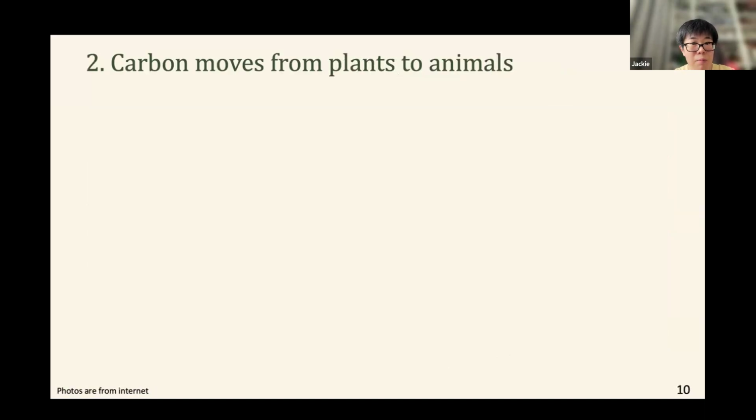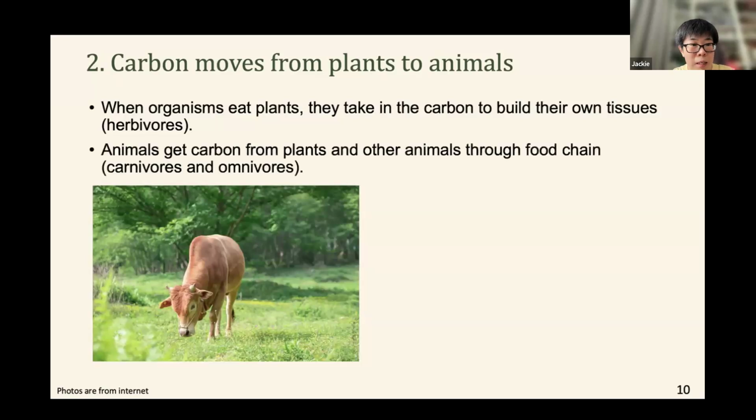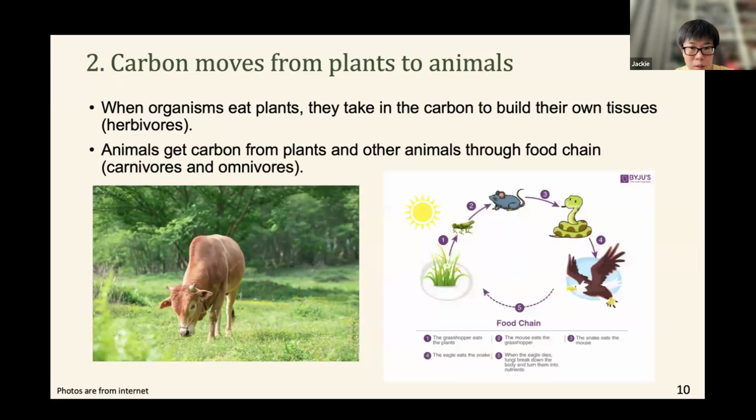Then we talk about carbon moving from plants to animals. That is also easy to understand. When organisms eat plants, they take the carbon to build their own tissues. Those are what we call herbivores, right? Animals can also get carbon from plants and other animals through the food chain. So then we are talking about carnivores and also omnivores. That is the carbon cycling through the food chain.